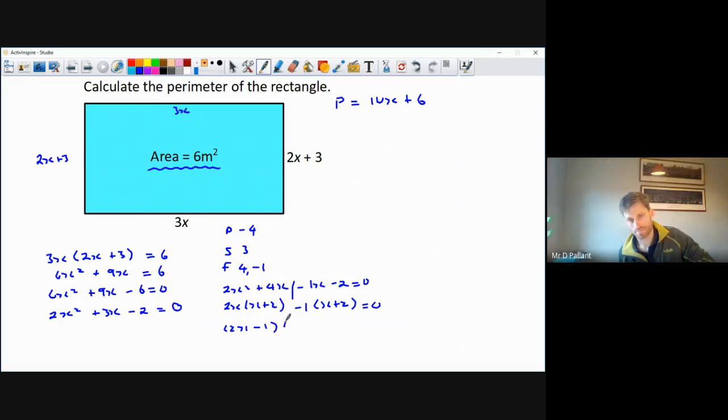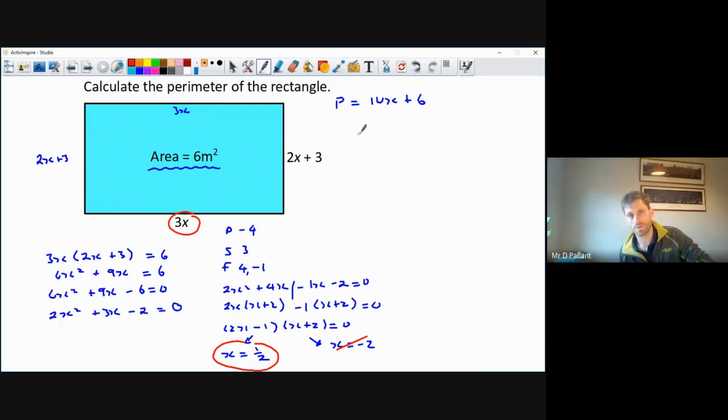Now that gives me two different values for x. I'll either get x is minus 2 from this bracket, or I'll get x equals a half from this bracket. Now, because I can see that this length is 3x, there's no way that x can be minus 2, because it can't be of length minus 6. So it must be true that x is equal to a half.